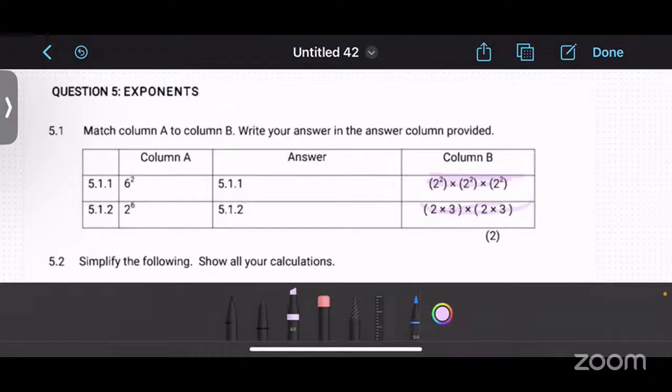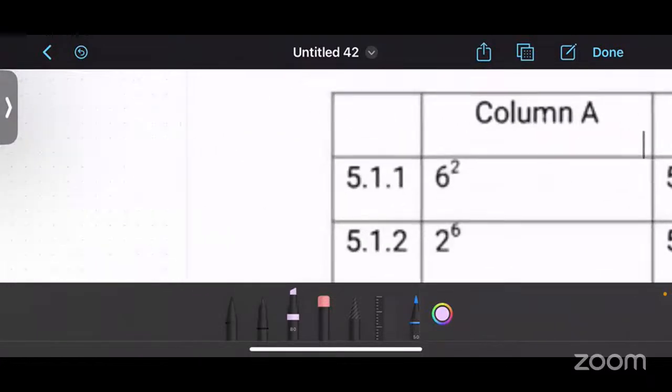Ma'am, is it open bracket 2 to the power of 2 close bracket times by open 2 to the power of 2 close bracket times by 2 to the power of 2 close bracket for number 5.2 and open bracket 2 times 3 close bracket times by 2 times by 3 close bracket for number 5.1.